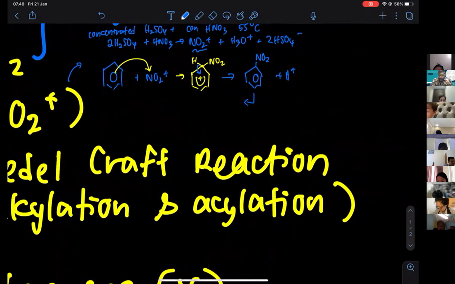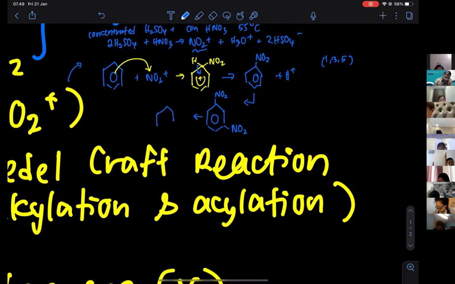Nitro is going to be group 1, 3, and 5 directing. Nitro is an electron withdrawing group, so it slowly allows further substitution. The NO2 is group number 1, so group number 3 will be this one, and then there will be further nitration.